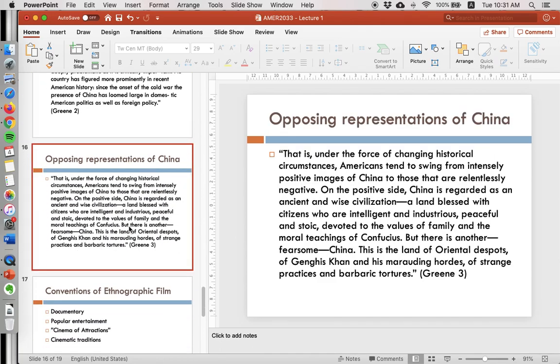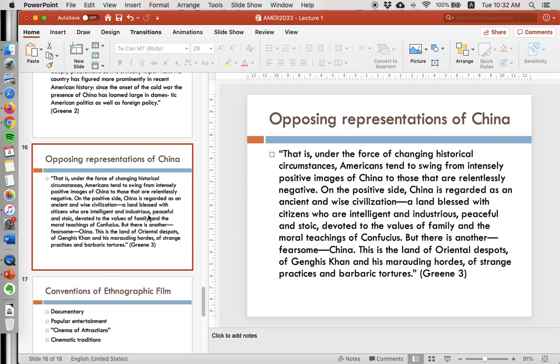Okay, so what Naomi's saying is that you have lots of representations that go back and forth. So she says that under the force of changing historical circumstances, Americans tend to swing from intensely positive images of China to those that are relentlessly negative. On the positive side, China is regarded as an ancient and wise civilization, a land blessed with citizens who are intelligent and industrious, peaceful and stoic, devoted to the values of family and other moral teachings of Confucius.